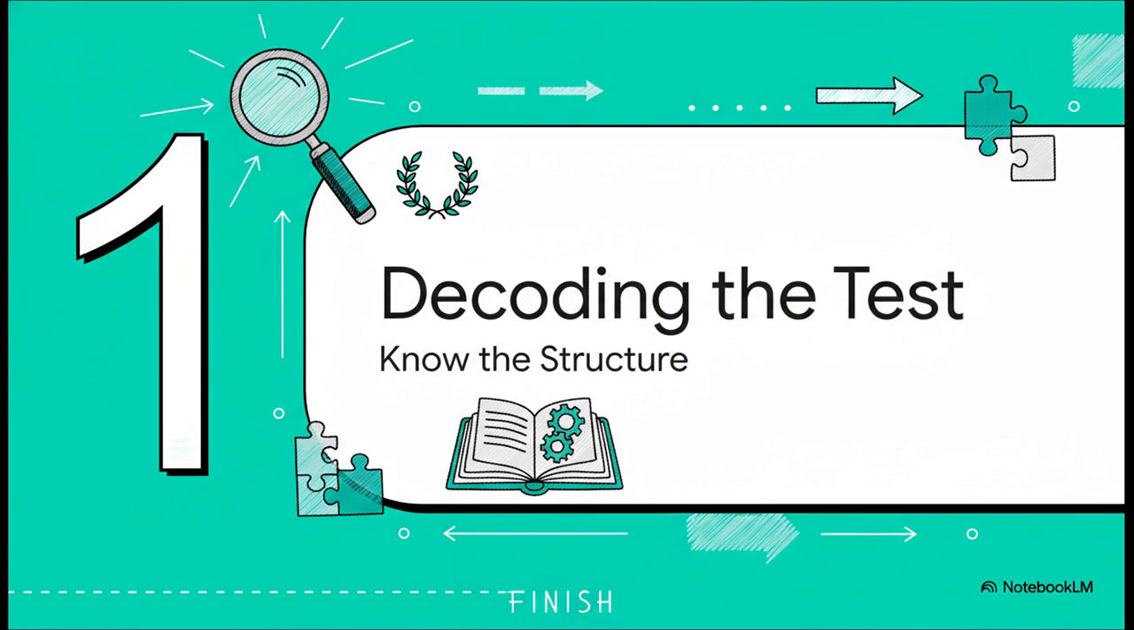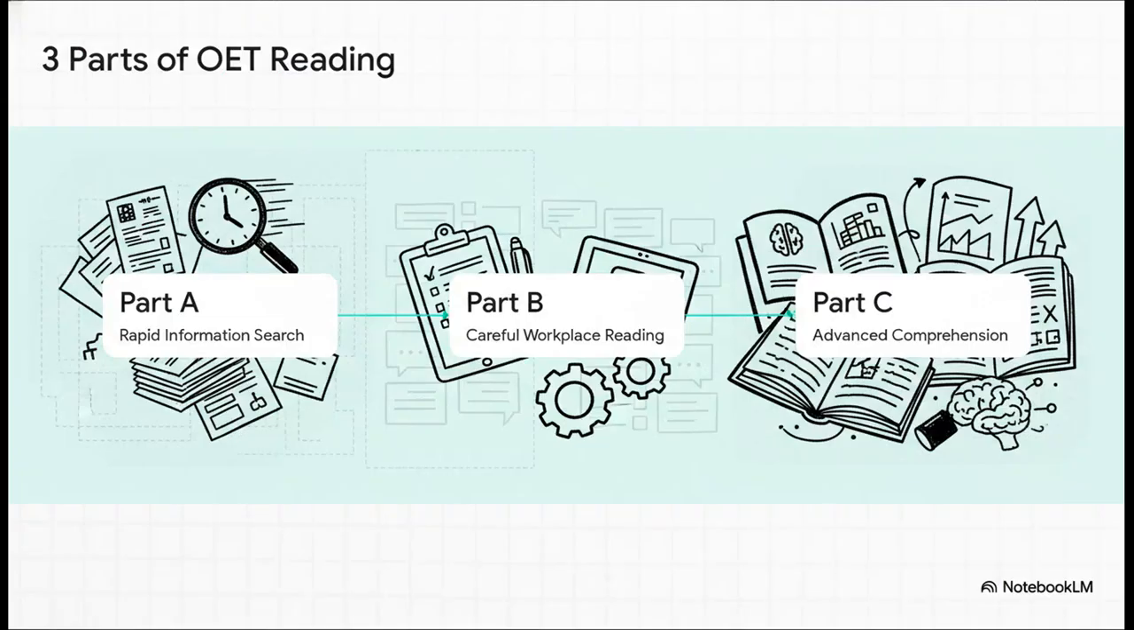Before you can win any game, you've got to know the rules, right? So understanding the structure and what each part is really designed to test is absolutely fundamental to your success. The OET Reading Test is actually pretty brilliant in how it's designed to mirror your real-world clinical work. It's split into 3 distinct parts, and each one tests a different but totally crucial skill. You've got Part A, which is all about finding information fast. Then Part B is about carefully understanding those day-to-day workplace communications. And finally, Part C tests your ability to really get into the weeds of complex academic texts.